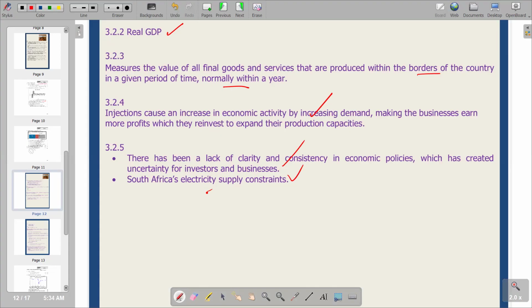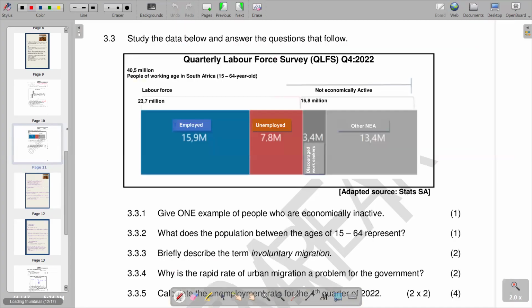So they are going to be obviously negatively affected in terms of their production. So this is what we have on the second point. Then we try to go to the next question, data below.